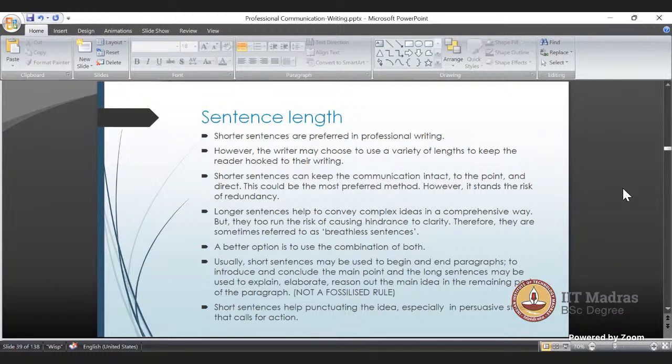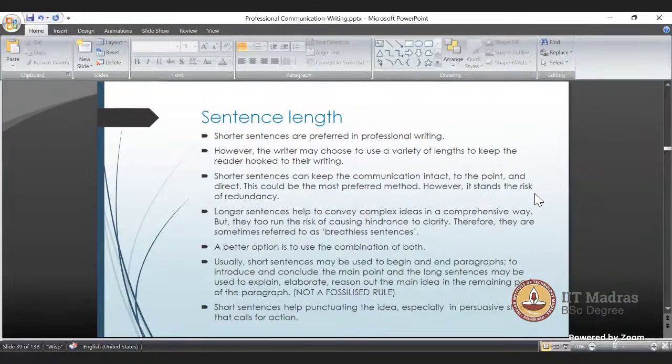Today, what we are going to look at is the different kinds of sentences, or the placement of different types of sentences, to achieve the desired style or the desired purpose that you want. Generally, in professional writing, we prefer shorter sentences. We do not go for very long, circumvented, convoluted writing. Why do we not do that?